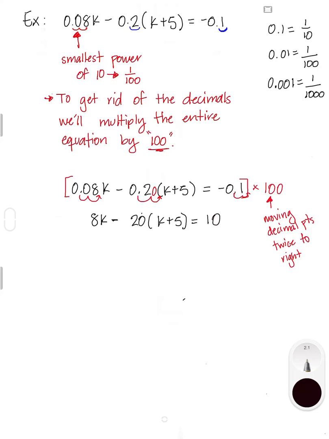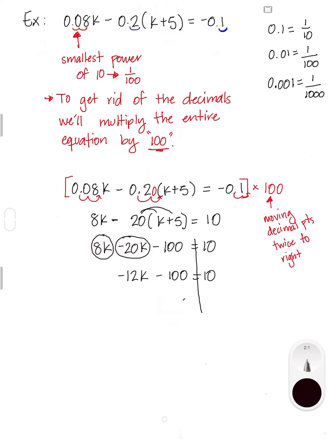And now we can go ahead and apply our distributive property for the -20. So we're gonna have 8k minus 20k, and then -20 times +5 is minus 100, equals 10. Let's simplify our left side. We can combine 8k and -20k, which gives us -12k minus 100 equals 10.